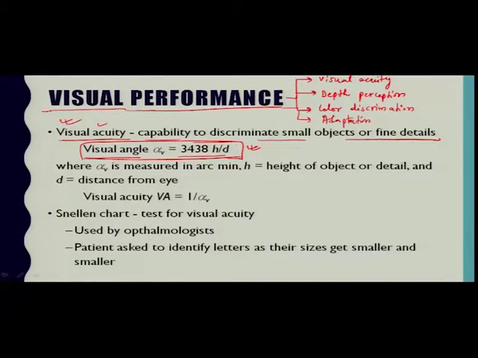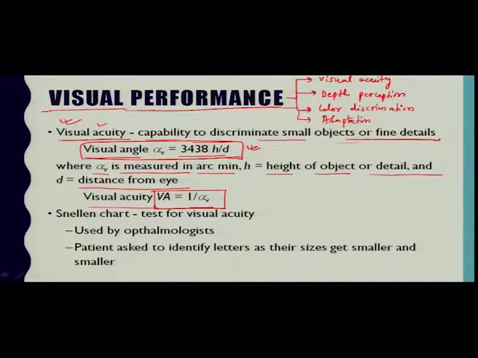So first of all, you need to take care of this formula. In that, alpha v equals 3438 h upon d, where alpha v is the measured angle in arc minute, h is the height of the object or detail, and d is the distance from the eye. We calculate visual acuity, which is the capability to discriminate small objects. That is the reciprocal of the visual angle. So with the help of 1 upon alpha v, we can calculate the visual acuity.